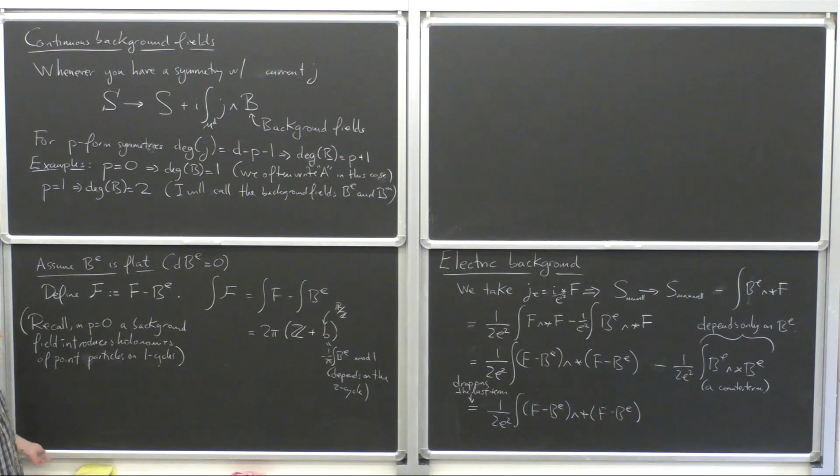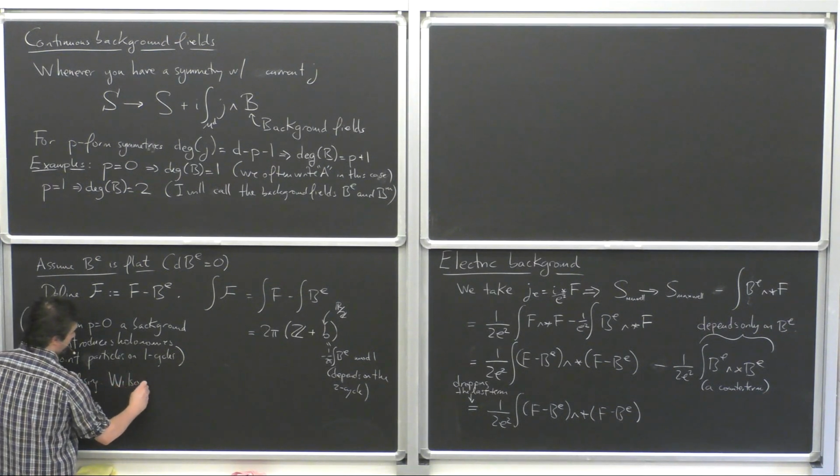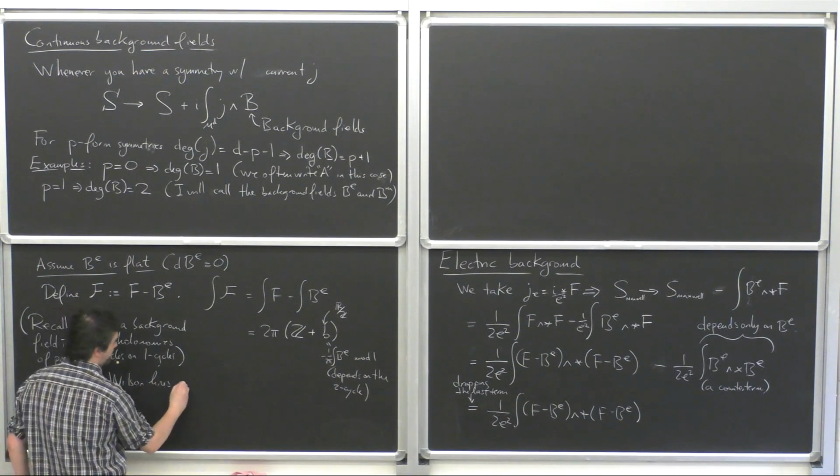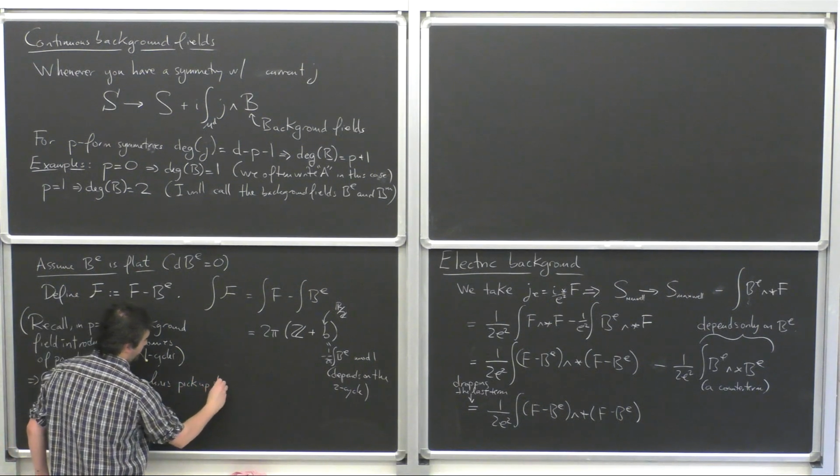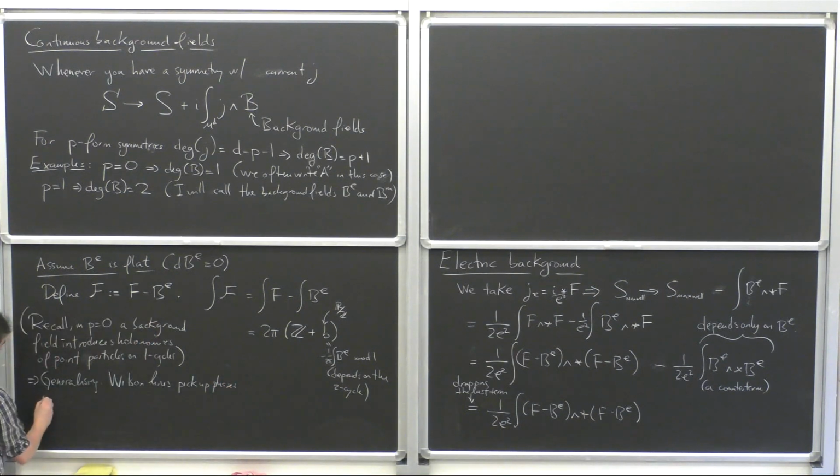What are my charged particles for the one-form symmetry? I'm talking about the electric one-form symmetry. So my charged particles are the Wilson lines. I'm saying that as I drag a Wilson line on the proper notion of a cycle, a curve, it should pick up a phase. That's the generalization. Pick up phases as I drag them along.